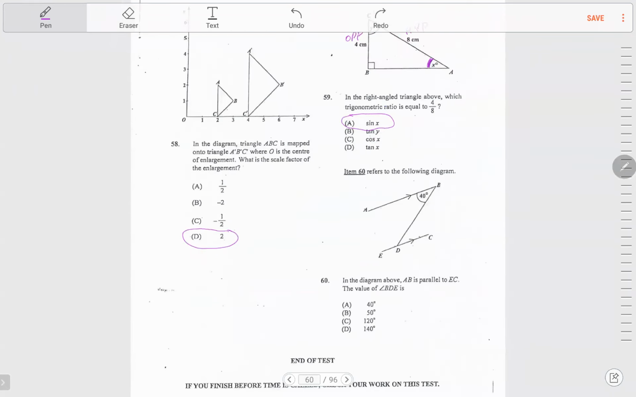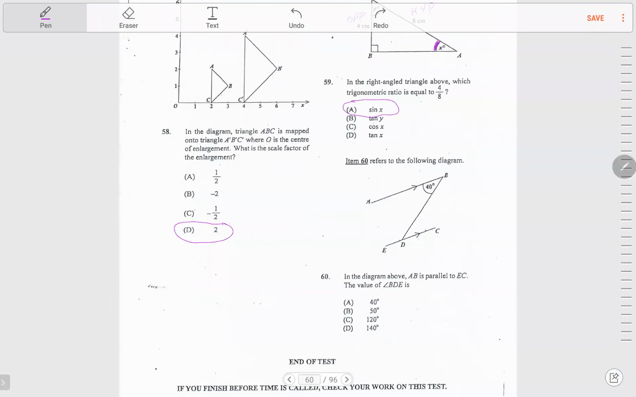This question now, I don't think we'll do this one yet for the day. Well, I know I don't do it yet. It says in the diagram AB and EC are parallel. Now remember, once you have parallel lines, you have Z angles, internal angles. All right. It says what is angle BDE? Angle BDE is this angle right here.